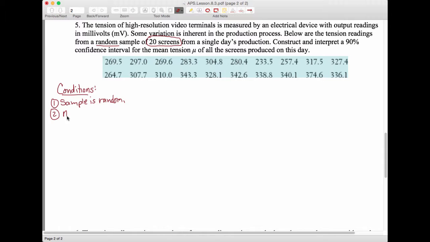So we can say that n is not large. That's true. But a histogram of the data shows no outliers or heavy skewness.